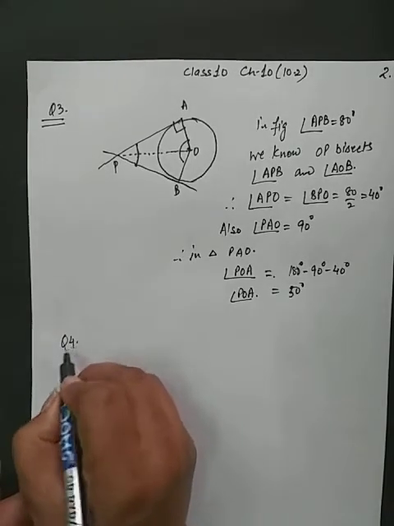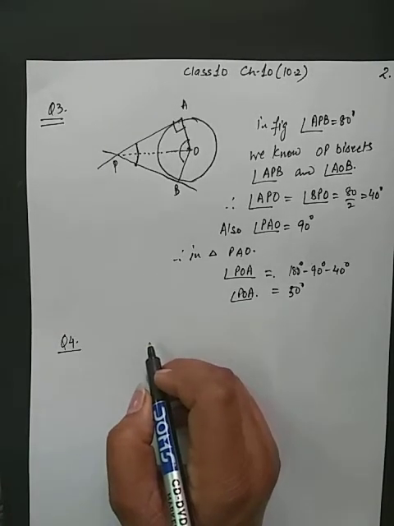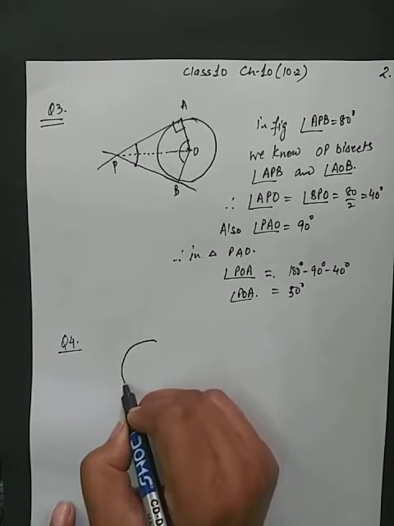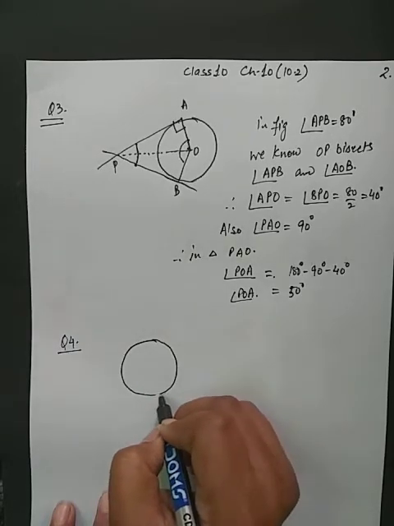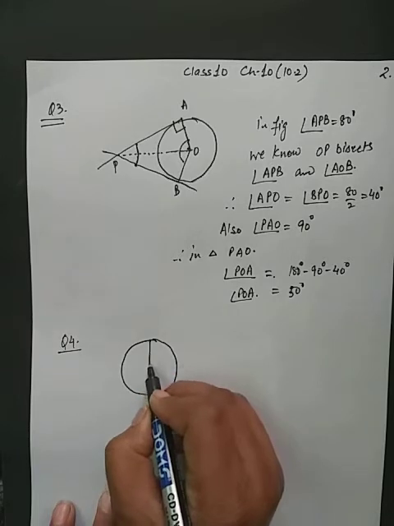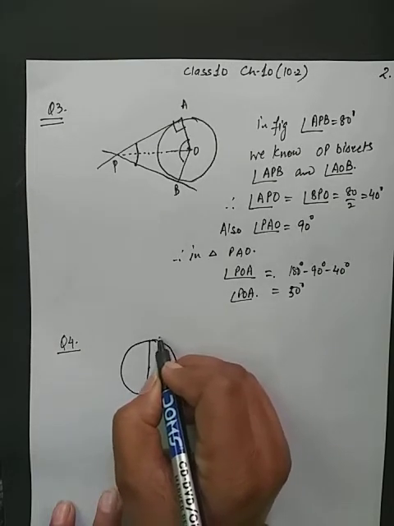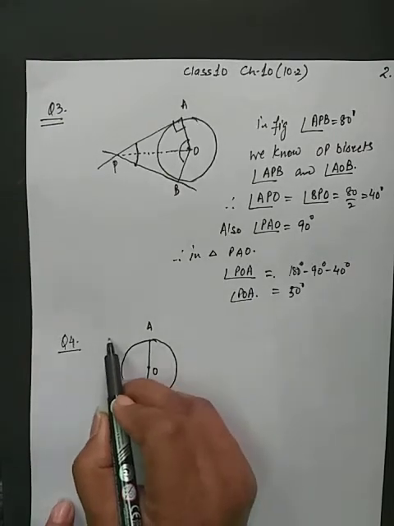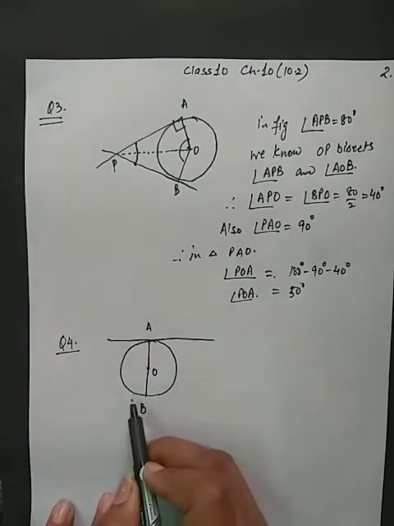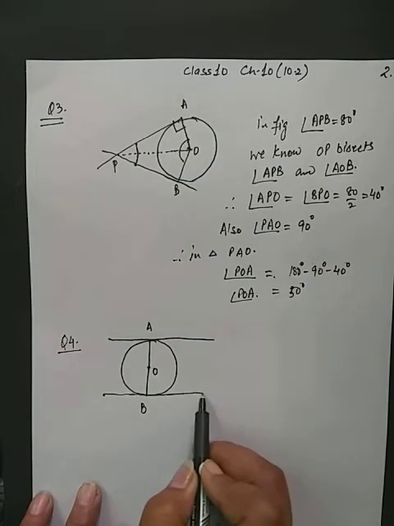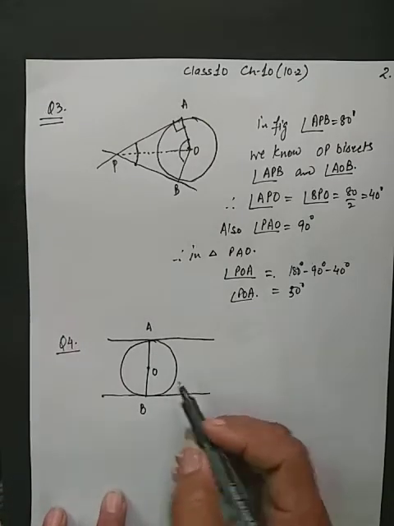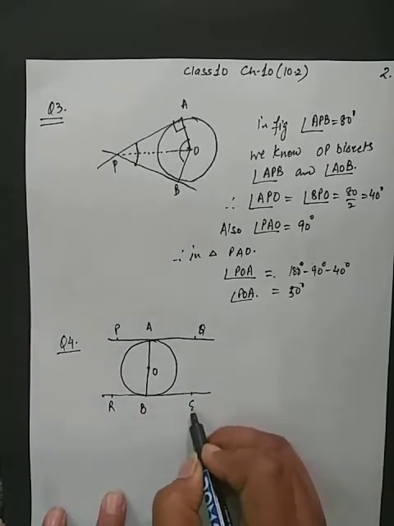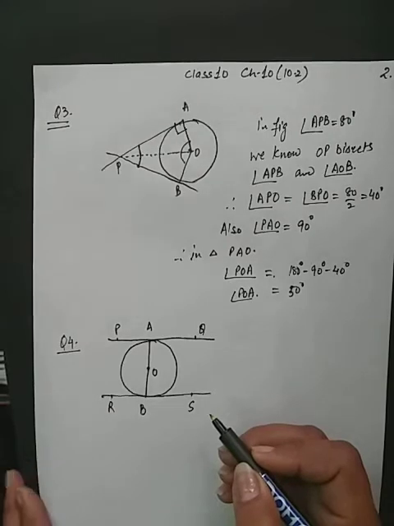Question number 4. Prove that the tangents drawn at the end of diameter of a circle are parallel. Now the tangents are drawn at the end of the diameter. So in figure, let AB be the diameter of the circle and O is the center. And two tangents are drawn, one from point A and another from point B. So we can name them as P, Q, R and S. And we have to prove that these two tangents are parallel.